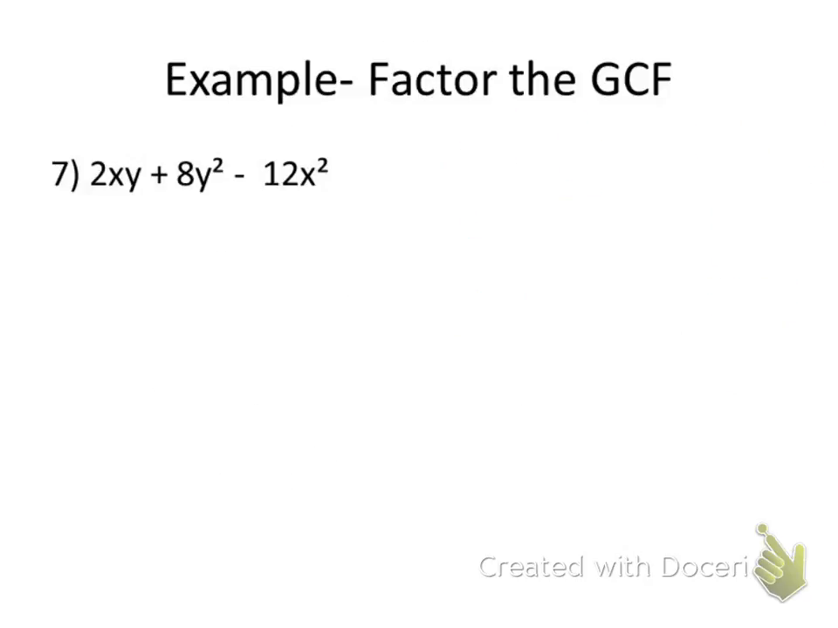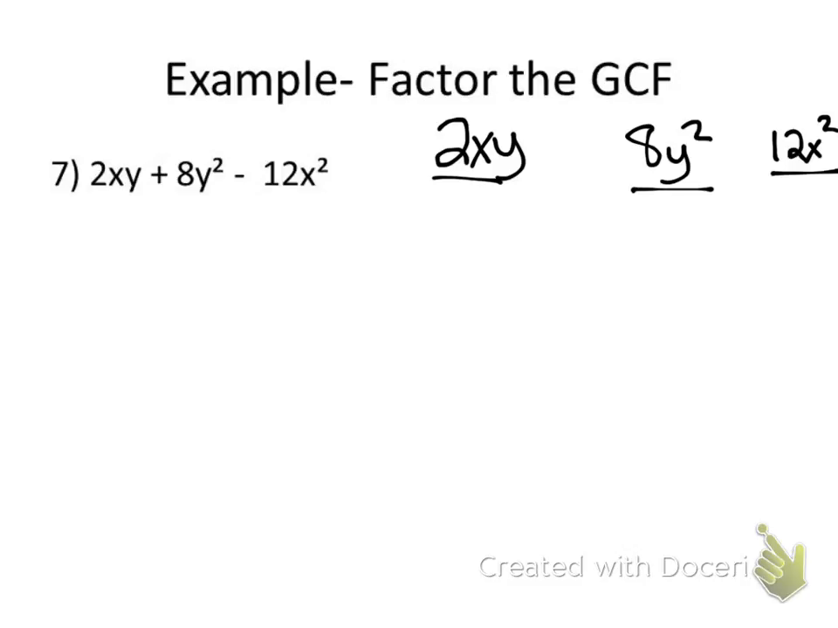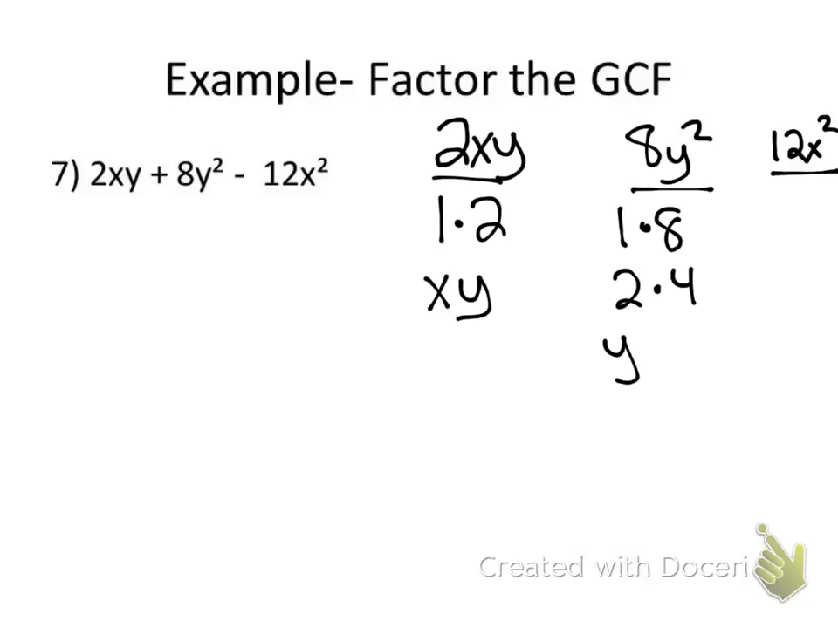So here's number 7. We do it the exact same way. Now there's just 3 terms. So 2xy, 8y squared, and 12x squared. You don't necessarily need to make these lists because you have all of the lists in front of you on your factor sheet. If making the lists helps you see what's going on, then for you, definitely write it out. But these are just as needed.